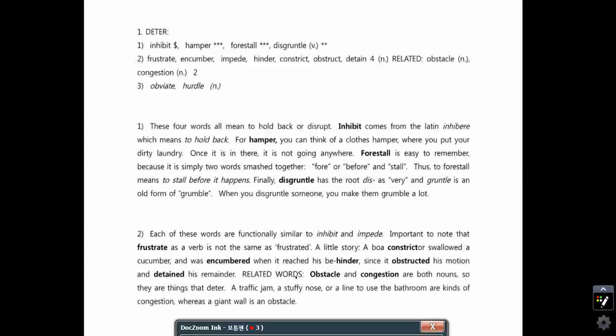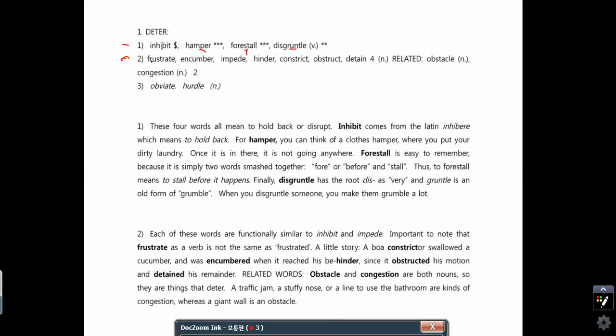So, as we go along, I'll just read each one in each family. Each set represents a different level of family. If you're a beginner, or if you don't know the vocabulary in the first group, as in this case inhibit, hamper, forestall, and disgruntle, if you're not familiar with any of those, then make sure you learn all of those first and then read everything in the second family.